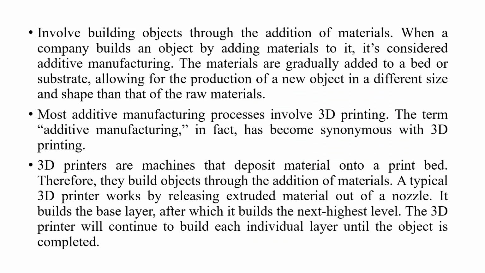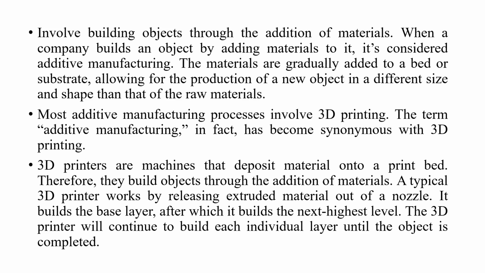Additive manufacturing is nothing but building objects. When a company builds an object by adding materials to it, then we consider it as additive manufacturing. The materials are gradually added to a bed or substrate, allowing for the production of a new object in a different size and shape than that of the raw material. Most additive manufacturing processes involve 3D printing. As I told you, 3D printing and prototyping are all synonym words for additive manufacturing.